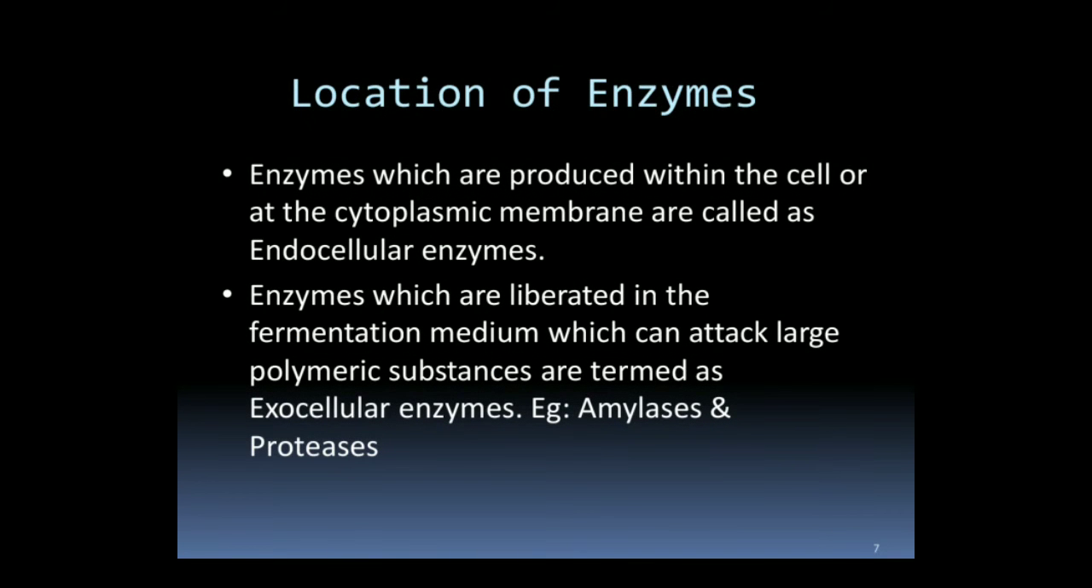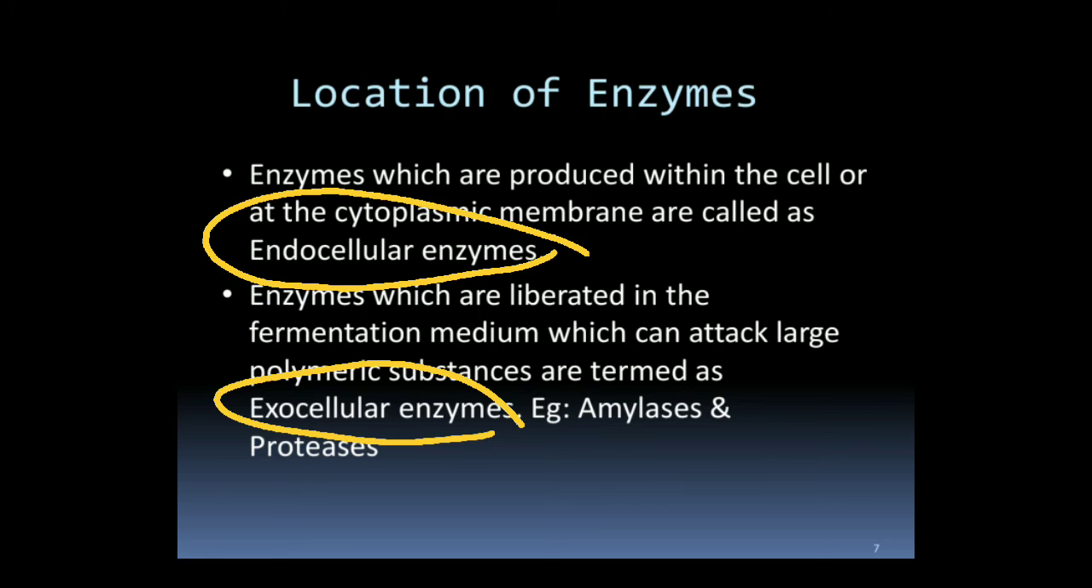Now, what are the different locations of enzymes? There are two types of enzymes occurring. One is endocellular enzymes, another one is exocellular enzymes. Endocellular enzymes are produced within the cell. From the name itself, endo signifies within the cell or the cytoplasmic membrane. And exocellular enzymes are liberated in the fermentation medium, which can attack large polymeric substances, and examples are amylases and proteases.